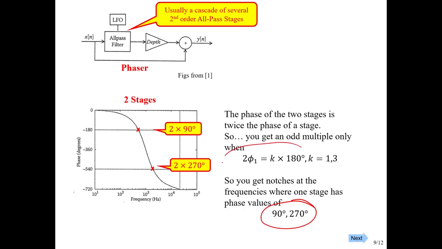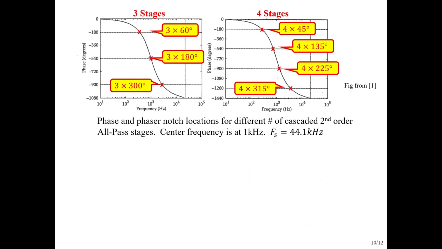And we have this nice little formula. Remember, the 2 comes from the fact that we had two stages, and that gave us twice the phase. And the K came from the allowable odd integer multiples of 180. So now let's go to 3 stages and 4 stages.